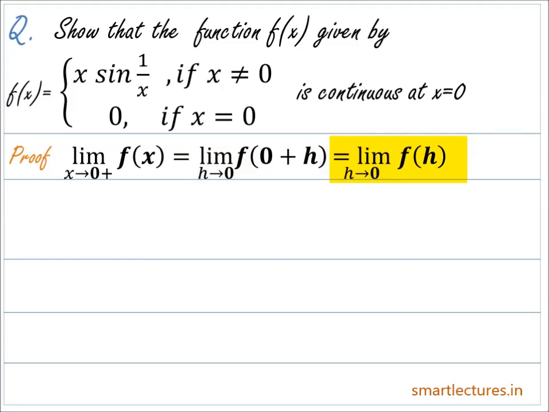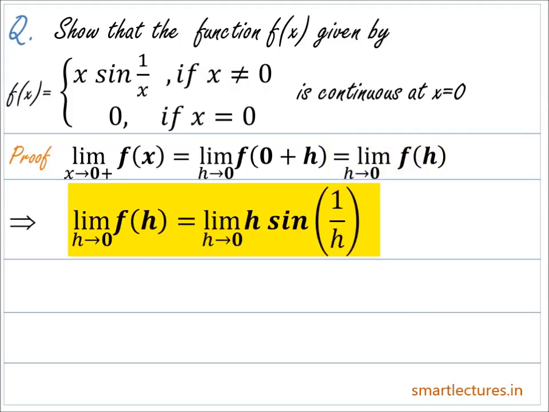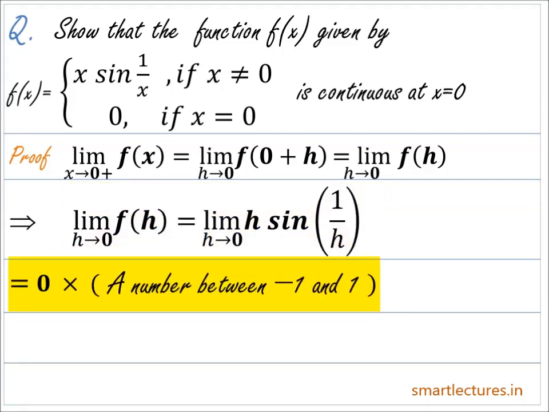Now putting the value of h in the function f of x, the value of the function at the point h is equal to limit h approaches 0 h into sine of 1 upon h, and again this is equal to 0 into a finite number lying between minus 1 and 1, which is equal to 0. So that means the right hand limit of this function is also equal to 0.